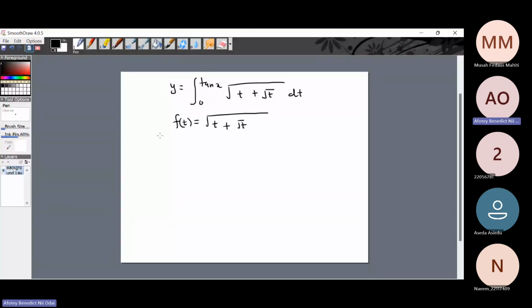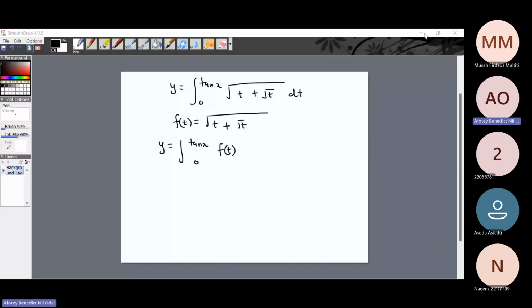So we can make the substitution: y is equal to the integral from 0 to tan x of f of t. I hope that's clear. If there's any question, kindly drop it in the chat or unmute and speak. It's very important to me.